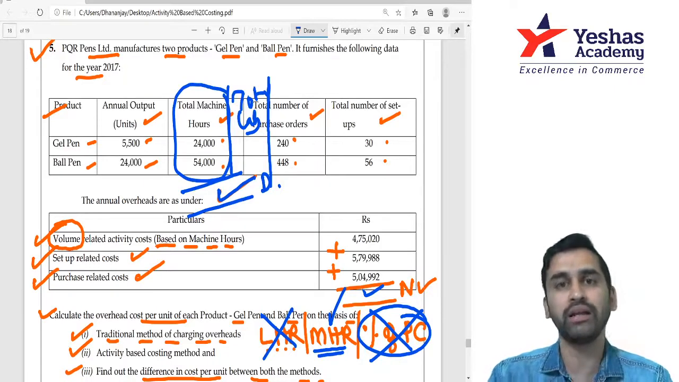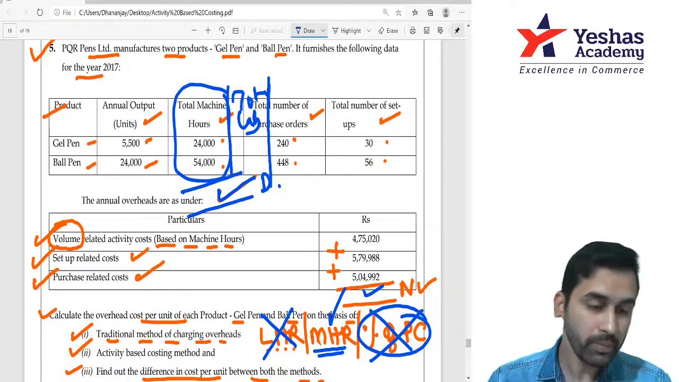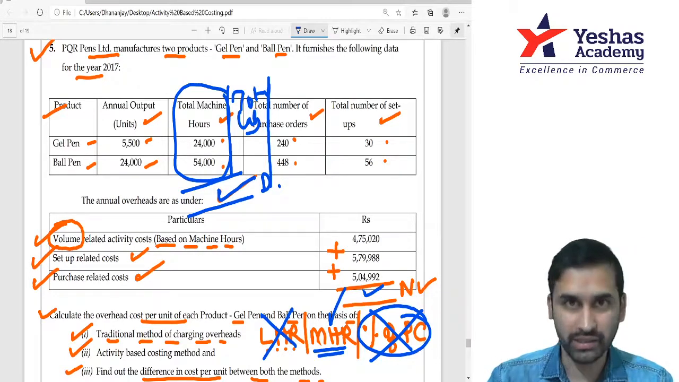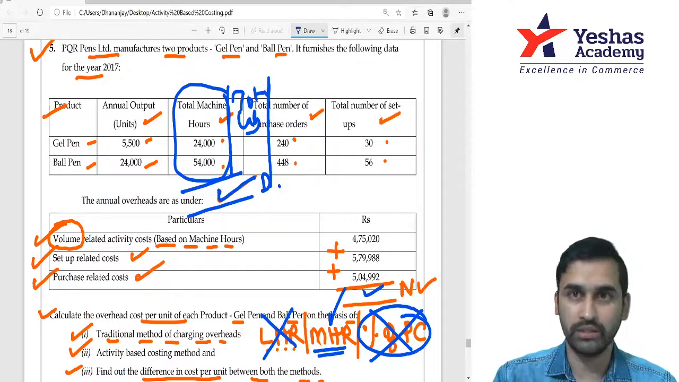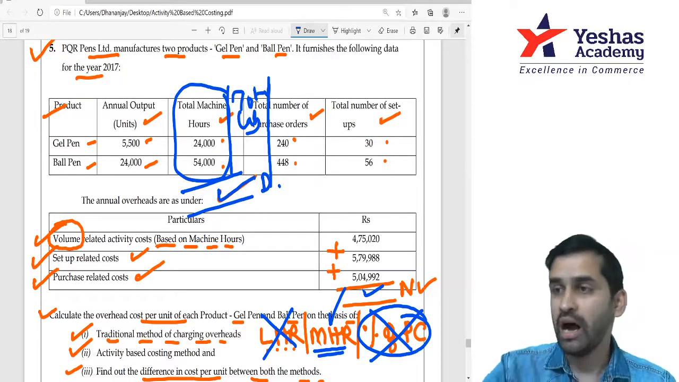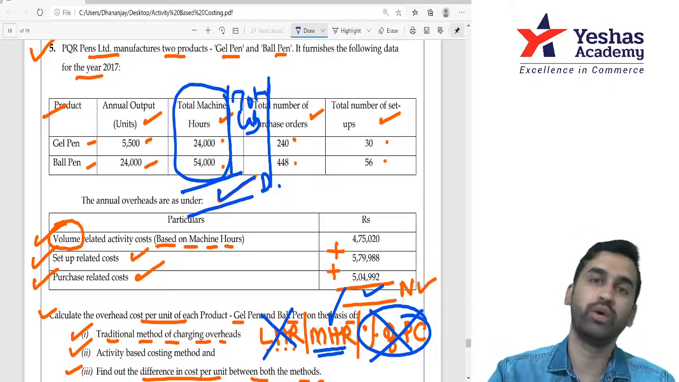I have done it under labor hour. You work out your answer. Correct? Don't worry. They will not create such a situation. I'll tell you why. If they create such a situation, then half of the students will do it on machine hour basis, half of them will do it on labor hour basis.